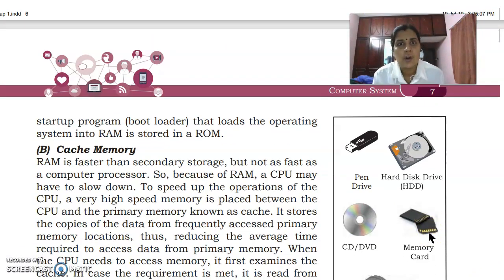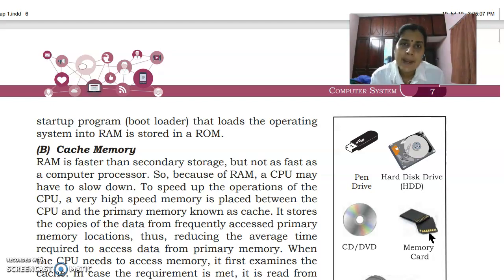Startup programs are loaded into ROM. Startup program means booting. What is booting? Booting means loading the operating system into memory. So it is stored in ROM. ROM is read-only memory. As the name implies, data cannot be erased. Permanent data, like the manufacturer's address or any ISDN number, is stored in ROM.